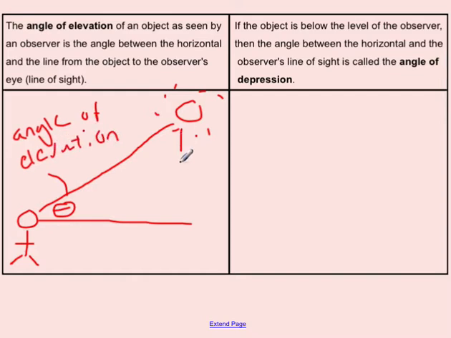Well, the nice thing is if you go straight down here, you form a right triangle. So to solve for angle of elevation, we can also use these SOHCAHTOA ideas that we've been using the past couple of note sheets. Now you can also use it for angles of depression. If an object is below the line of sight of the observer, then the angle between the horizontal and the observer's line of sight is still called the angle of depression.